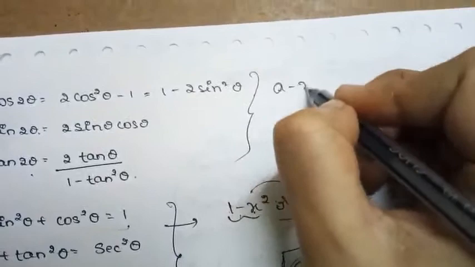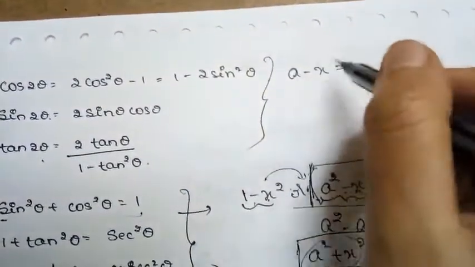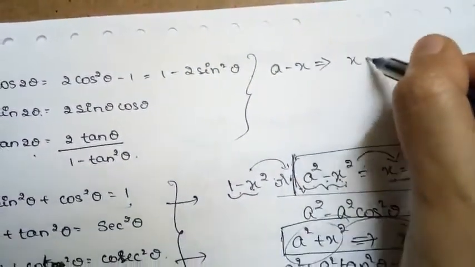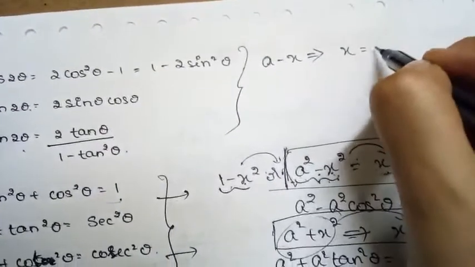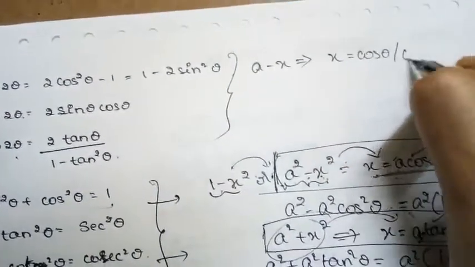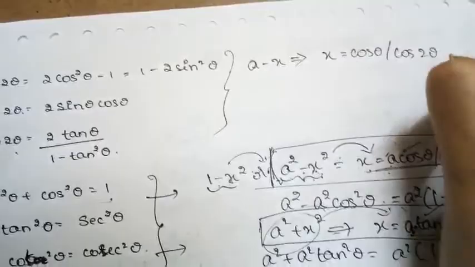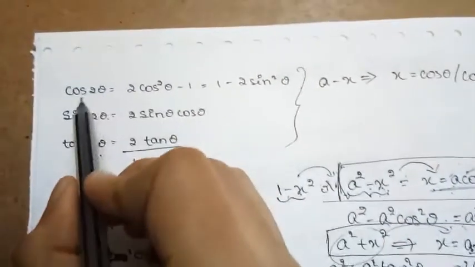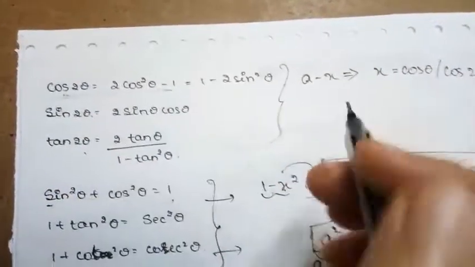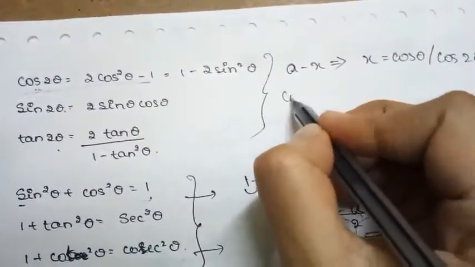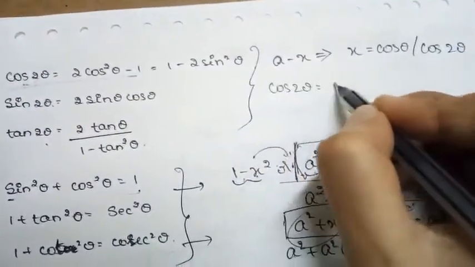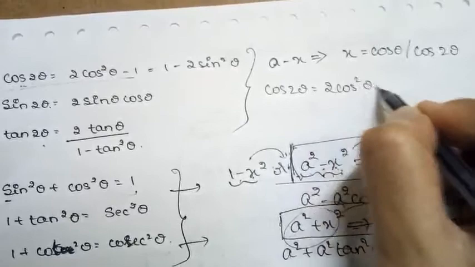Similarly, if the question is in the form of a minus x, at that time we are replacing x by either x is equal to cot theta or x is equal to cos 2 theta. Why so? You can see here the formula for cos 2 theta. What does that imply? Cos 2 theta is equal to 2 cos square theta minus 1.